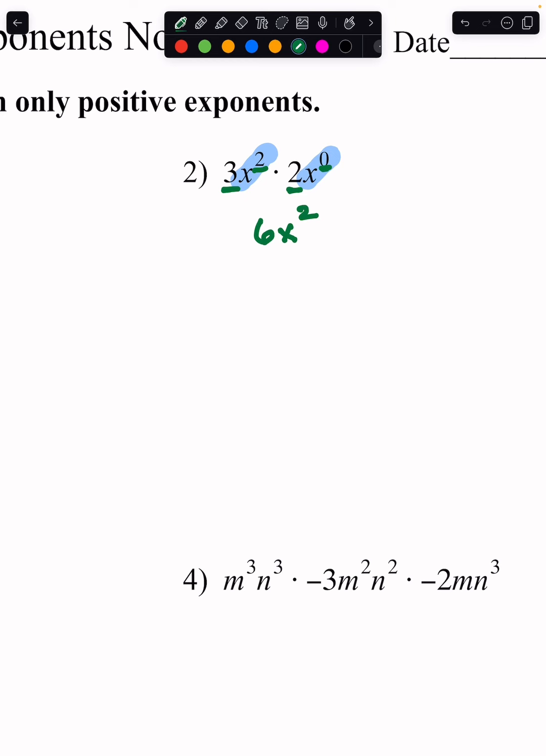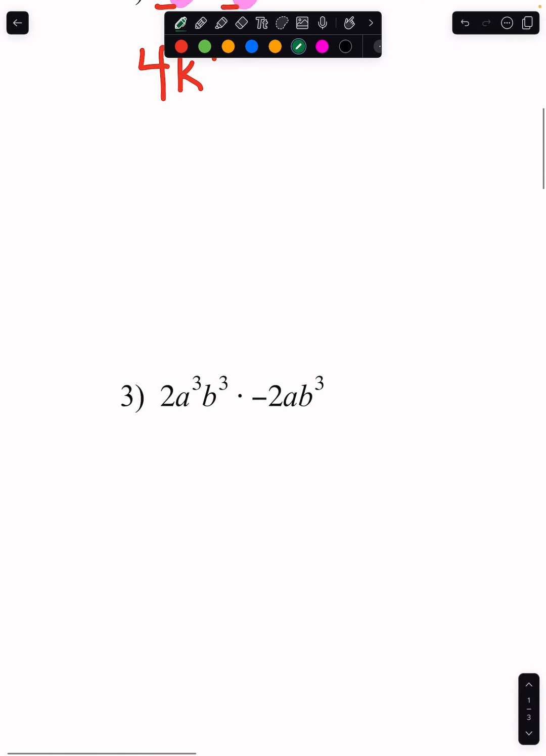Remember, the rule is when you have a base of a number times the same base of the other number, it ends up being that base, and then the exponents are added to each other. That's the one we talked about in class. Let's look at number 3.